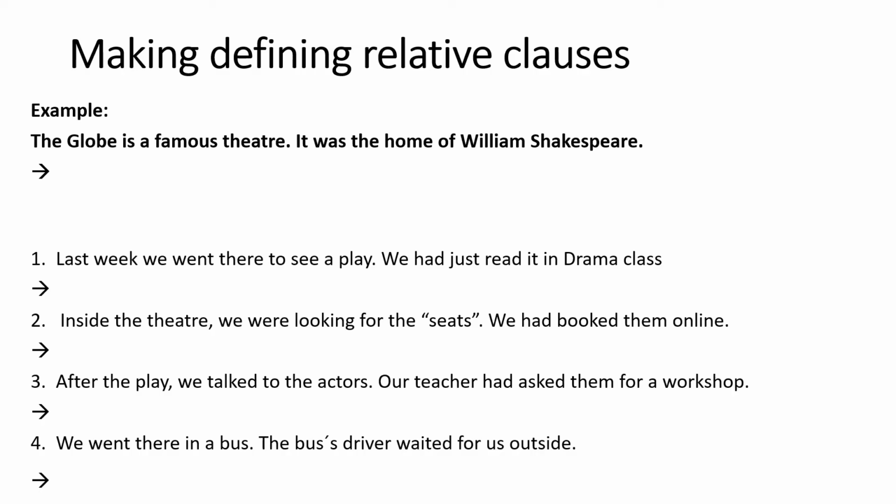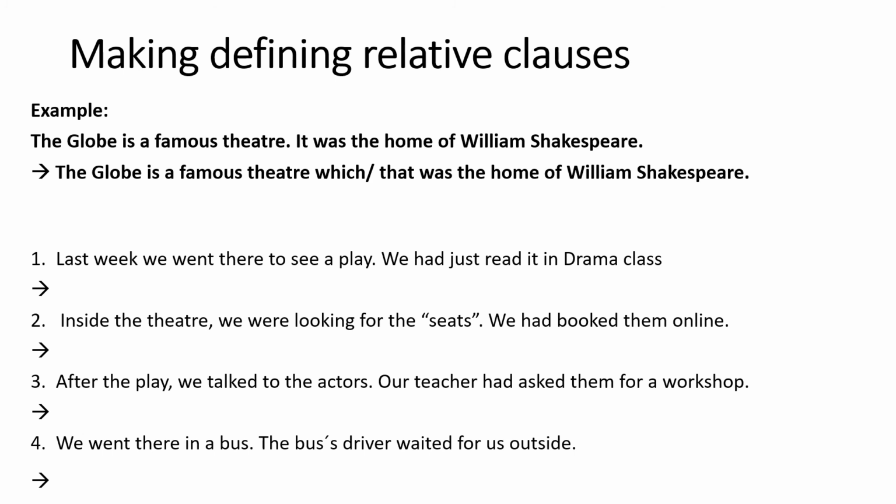Here you can see sentence pairs. There are always two sentences, and I want you to make one sentence out of them using relative clauses. For example, the Globe is a famous theatre. It was the home of William Shakespeare. Let's change that. Now we have: the Globe is a famous theatre which or that was the home of William Shakespeare. Now it's your turn. Pause the video and do the rest of the sentences.